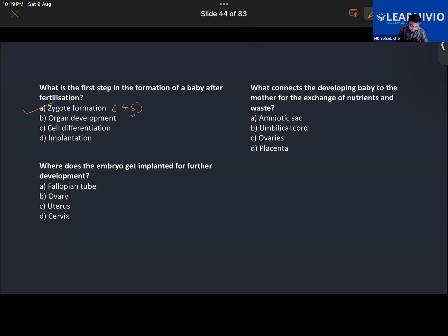23 from the father's sperm and 23 from the mother's ovum, right? Good. Where does the embryo get implanted for further development? Uterus. Yes, that's correct, Priyanka. Good. Super. What do we call the wall of the uterus? Endometrium. Very good.